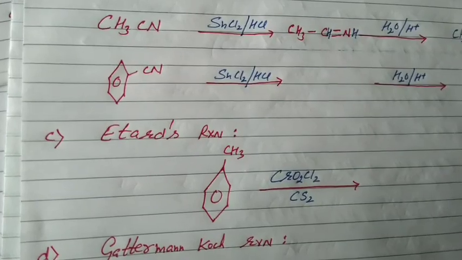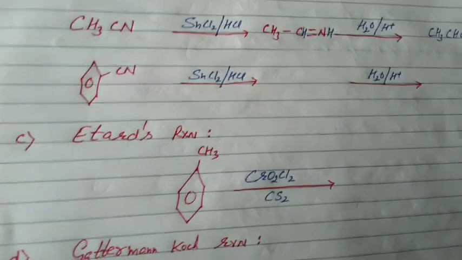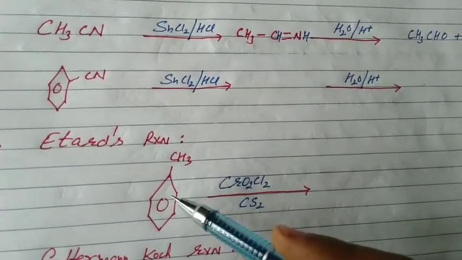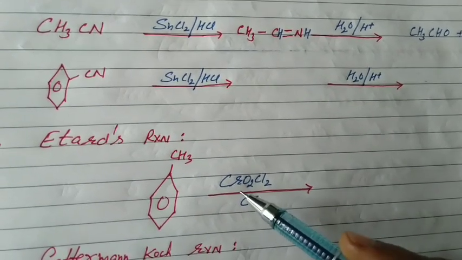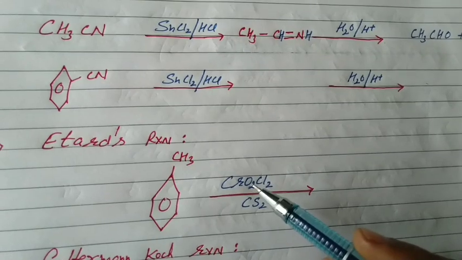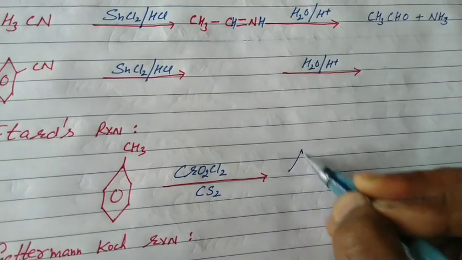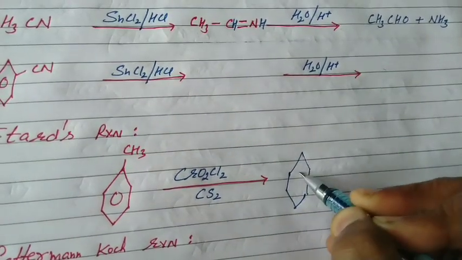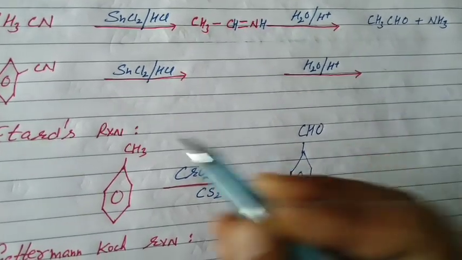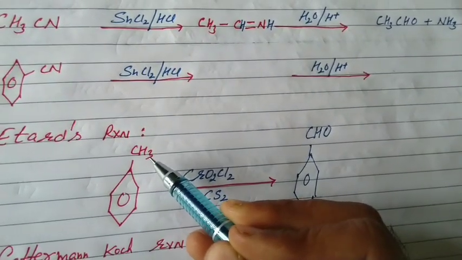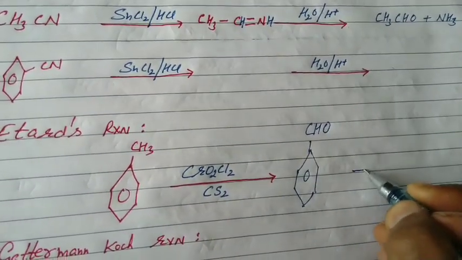In Etard's reaction, aromatic aldehydes, that is benzaldehyde, are prepared. It is the oxidation of the alkyl side chain of an aromatic compound by using a solution of chromyl chloride in carbon disulfide. In Etard's reaction, the oxidizing agent is chromyl chloride in carbon disulfide. It oxidizes the alkyl side chain to benzaldehyde, C6H5CHO, plus water, as two hydrogen atoms of the alkyl chain are oxidized to water. It is called Etard's reaction.